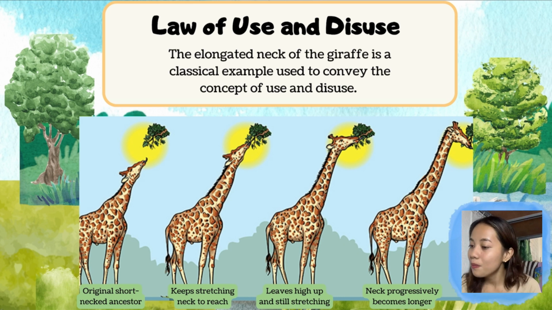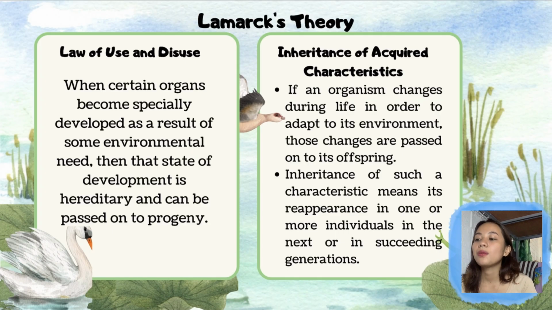In the second picture, the giraffe keeps stretching its neck to reach. In the third picture, as you can see, it can reach the food above. However, it is still stretching. And in the last picture, the neck progressively becomes longer. As stated in the use and disuse in the previous slide, a certain organ becomes specially developed as a result of some environmental need. Since the neck of the giraffe is continuously used so that it can survive and adapt to its environment, it continuously progresses.